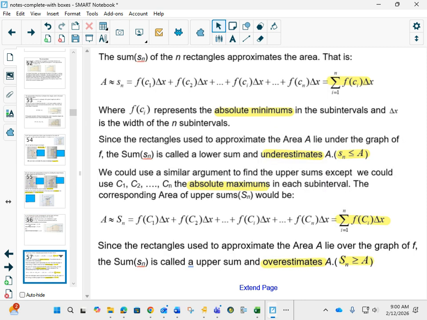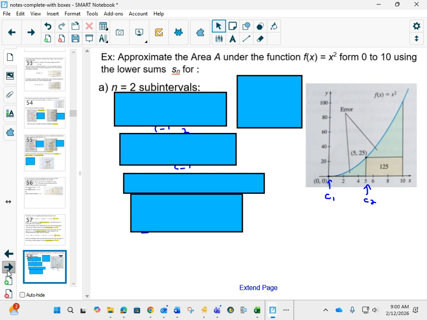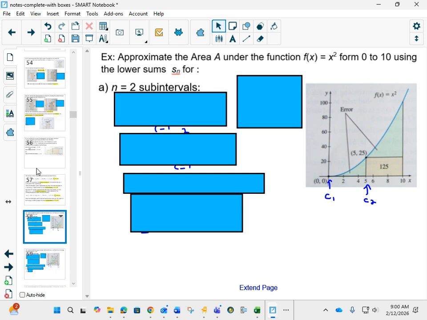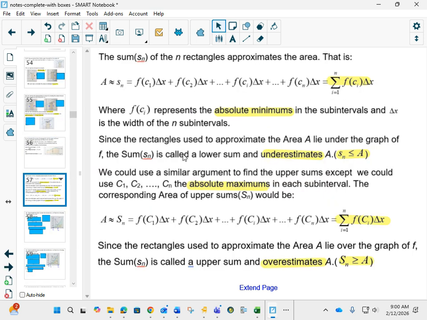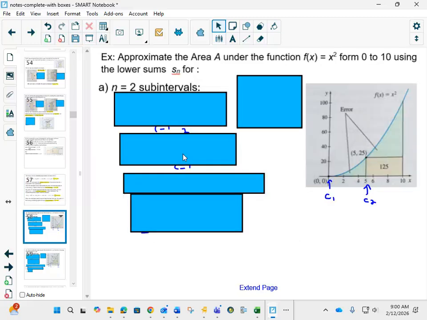Okay, so with that in mind, we have little c1s for all the minimums, a big C1 for all the absolute maximums. We've got it in sigma notation. One of them is an overestimate, one of them is an underestimate. So let's look at an example here.